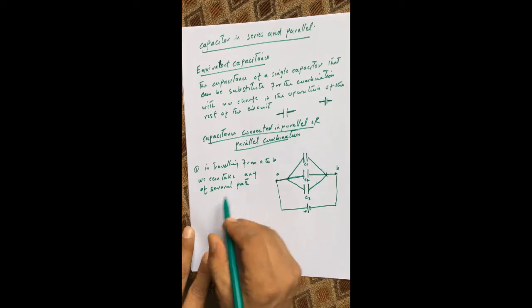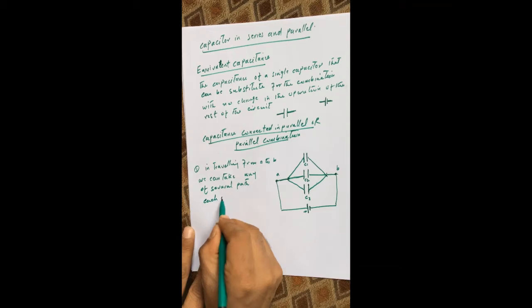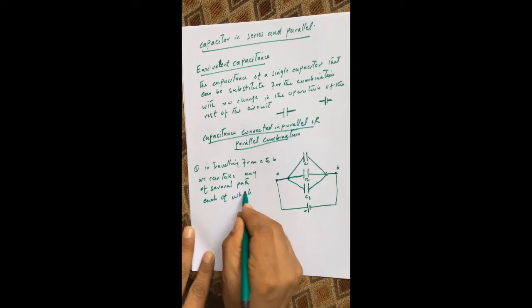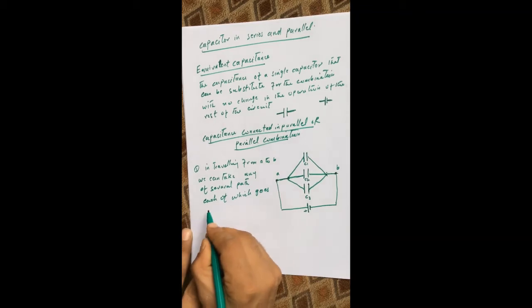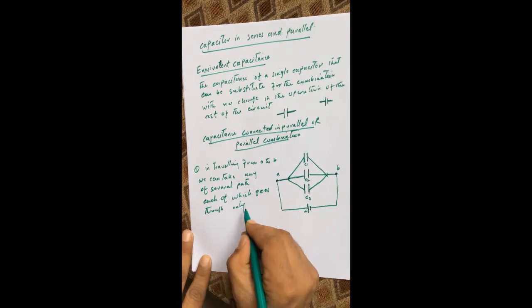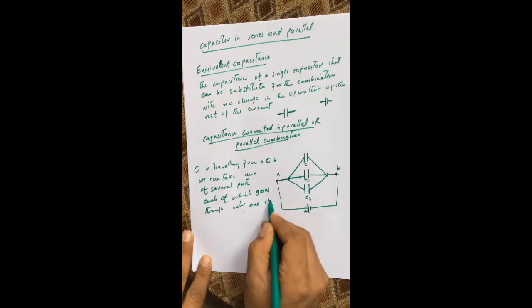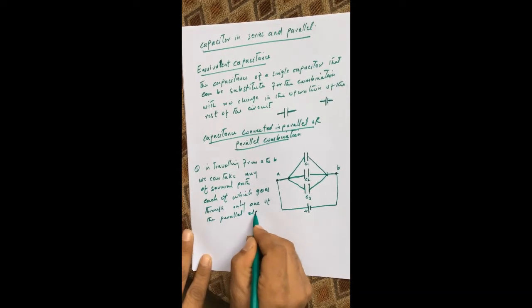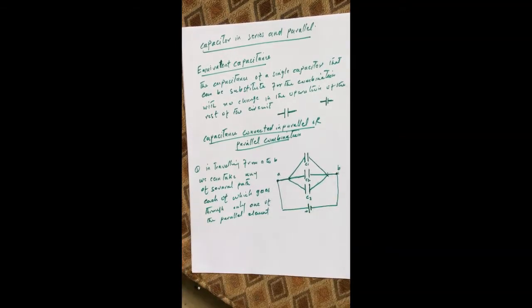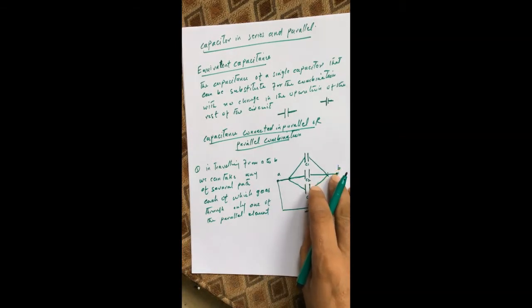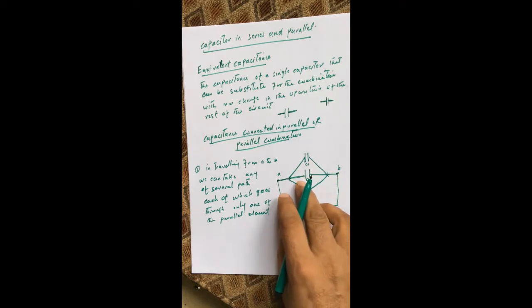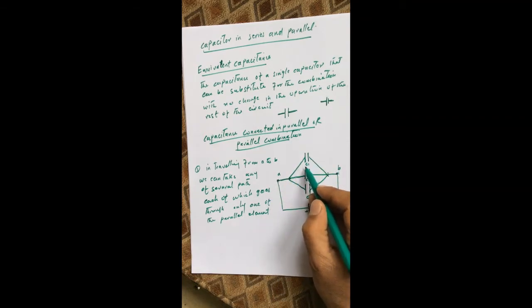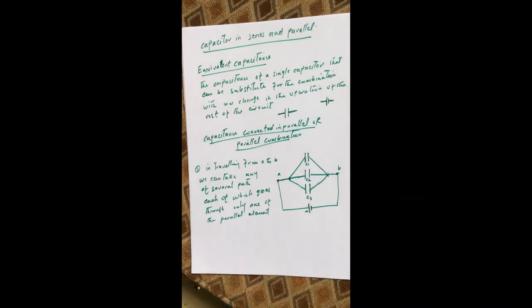Several paths, each of which goes through only one of the parallel elements. Like if we move from A to B, we have different paths. In each path, we go through a single capacitor. Then such a type of combination is called a parallel combination.